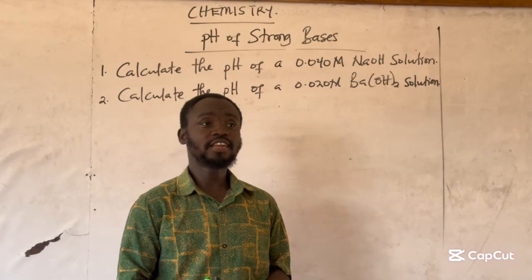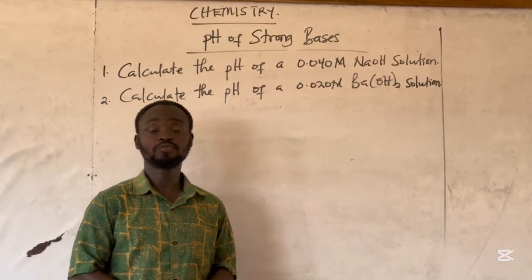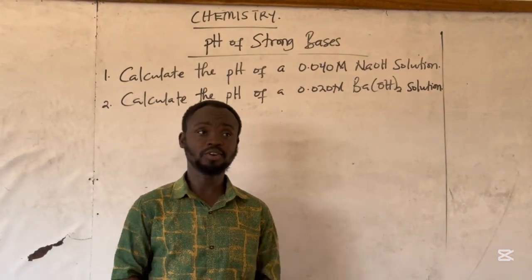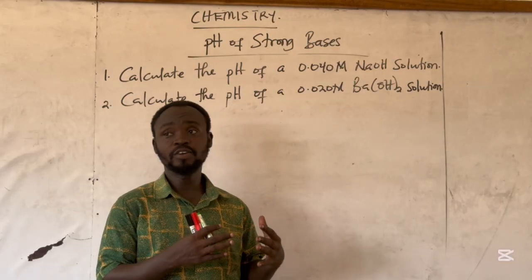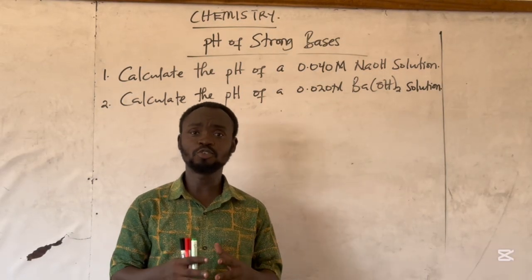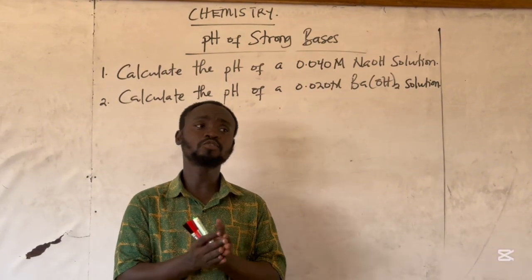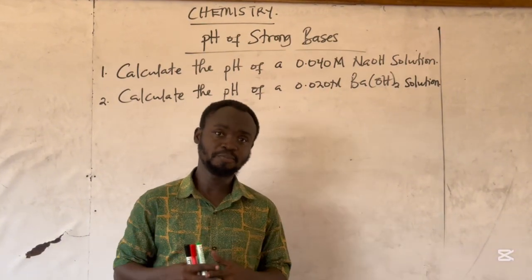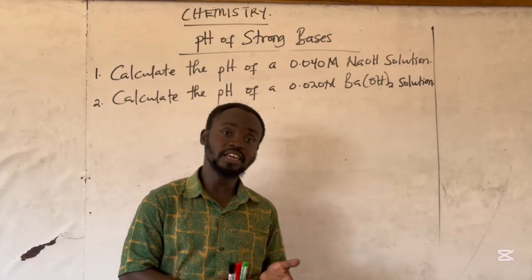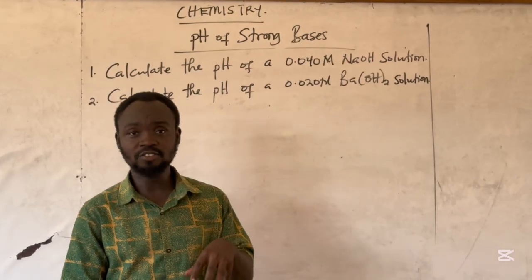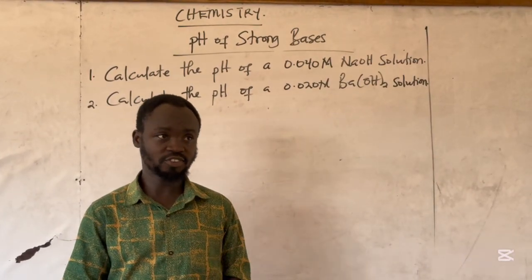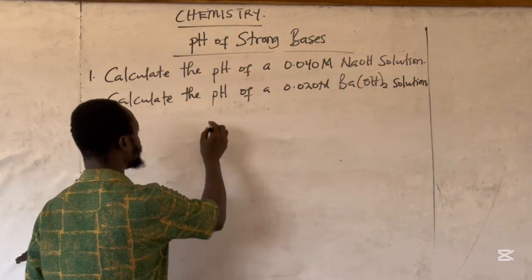Let's also consider examples of pH of strong bases calculation questions. In our previous lesson, I explained that if you want to calculate the pH of a base, since it is a basic solution, we calculate what we call its pOH first, before we use the relation between pH and pOH to get the pH of that strong basic solution. So let's go through this.